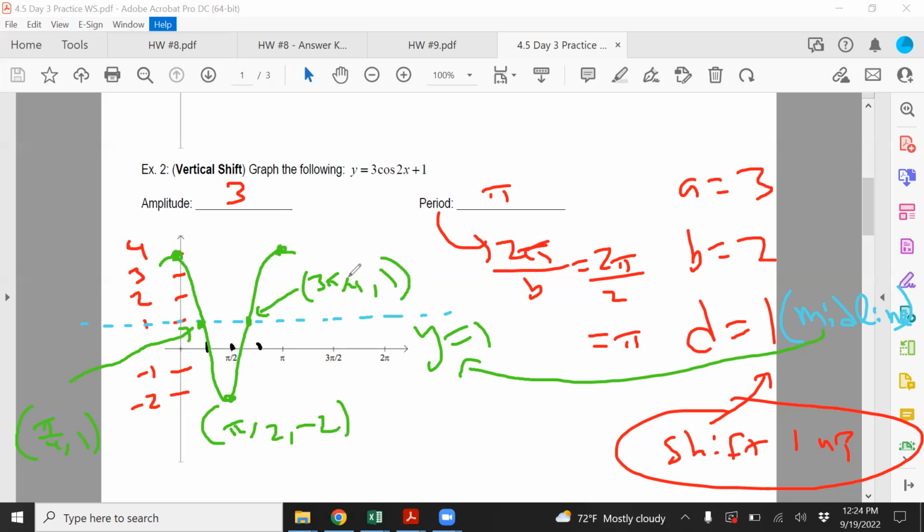Those are the other points, by the way, in case you're curious: pi over 4, comma 1, and 3 pi over 4, comma 1. Originally, the second and fourth points were actually on the x-axis, but they moved up 1, right? Okay, we're good? There are points on the x-axis, but I'm not going to label them because they got shifted.